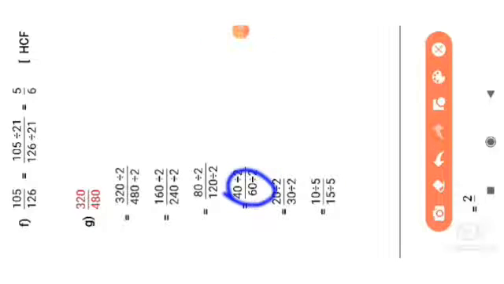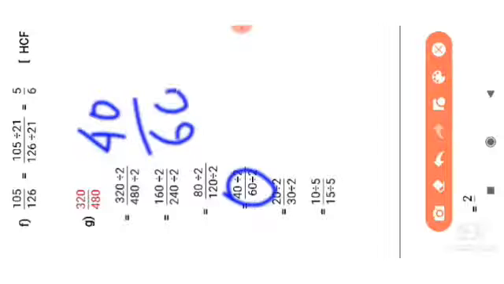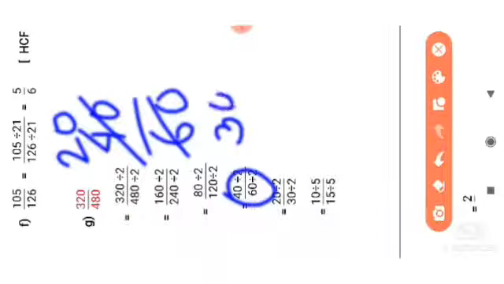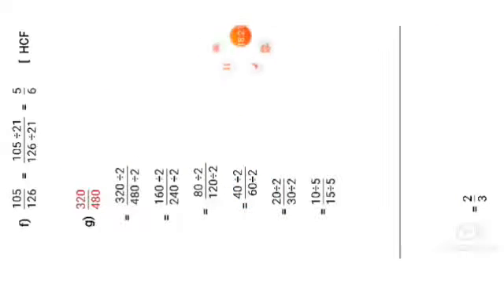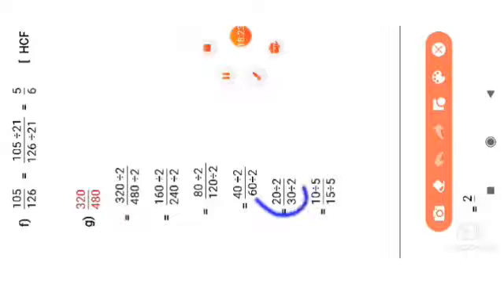40 by 60, it is also even. Again it is even, 40 and 60. So again we can divide these numbers by 2. Divide it, 2 2s are 40 and 3 2s are 60. So it is 20 by 30. You can see I already wrote here 20 by 30.